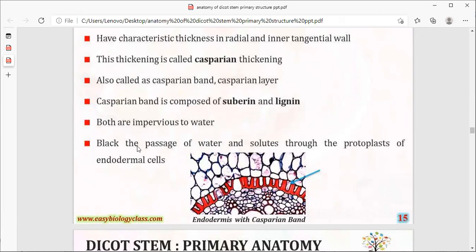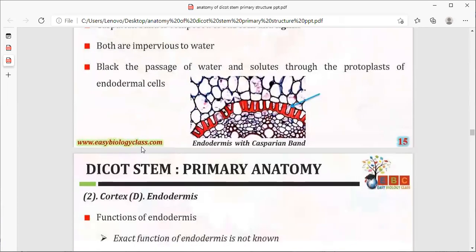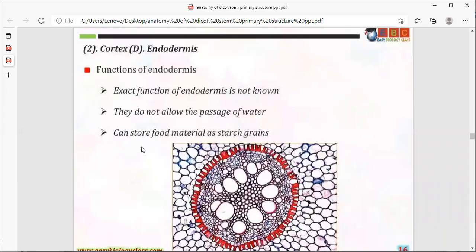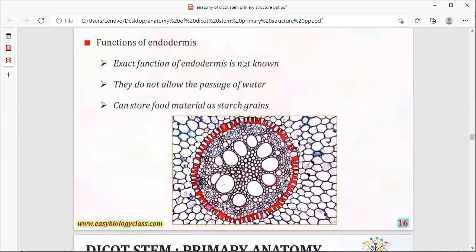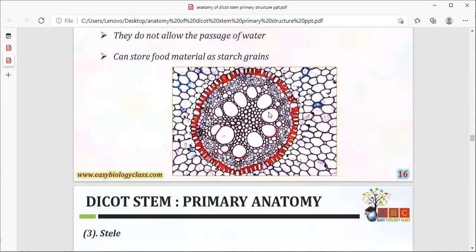Okay, so it blocks passage of water and solutes through the protoplast and endodermis. So this is the function of endodermis. Exact function of endodermis is not known. पण आपण असं म्हणू शकतो ते पिथ रिजन आणि हायपोडर्मिस तो सेपरेशन करतं ते. It does not allow the passage of water and can store the food material as starch grains.